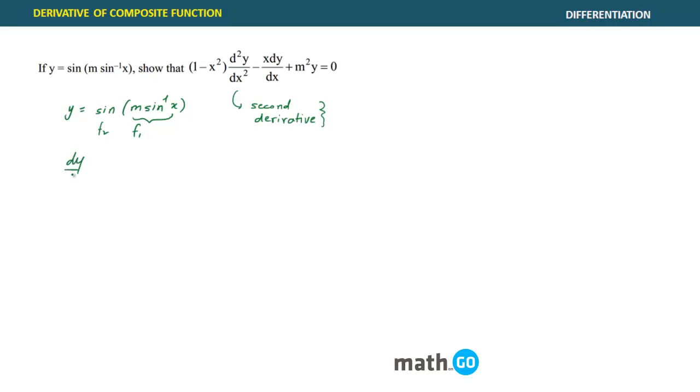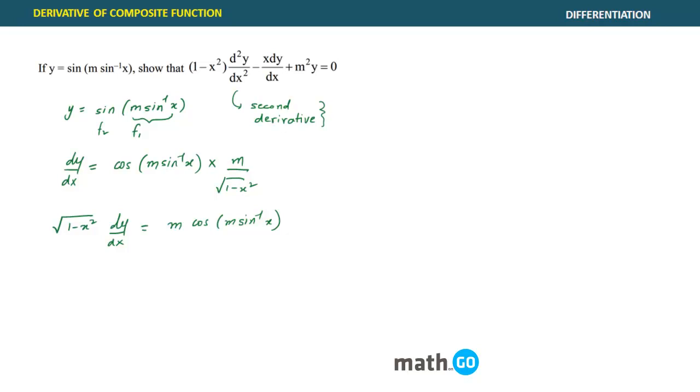So dy by dx is equal to, what can we say now? The derivative will be cos of (m sine inverse x), and then the derivative of m into sine inverse x. What is the derivative of sine inverse? It is 1 upon root of (1 minus x square). This is how it will be treated. If I do a cross multiplication, root of (1 minus x square) into dy by dx is on one side, and this becomes m into cos of (m sine inverse x). But this is still dy by dx.